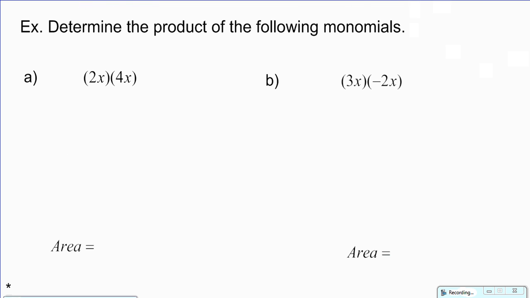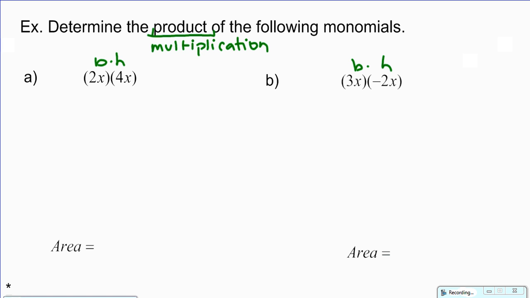Okay, so we're going to try these two again. And keep in mind that product, when it says determine the product, is the answer of multiplication. So again, we're thinking base times height or length times width. So I want you to give that one a try on your own. And we're going to try this one together, because it's a little bit different.